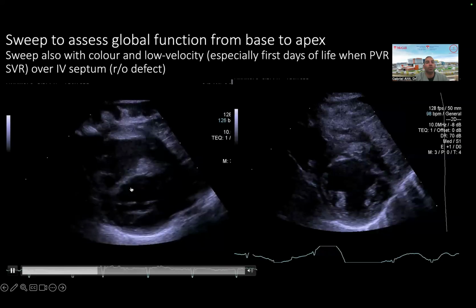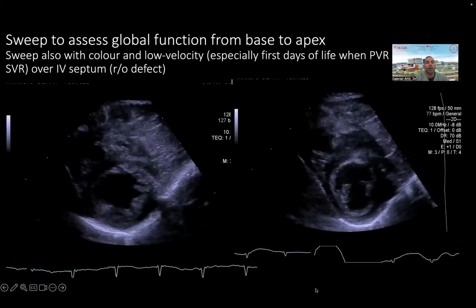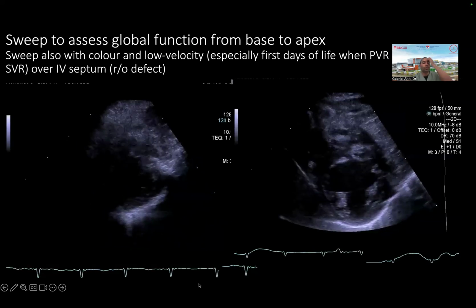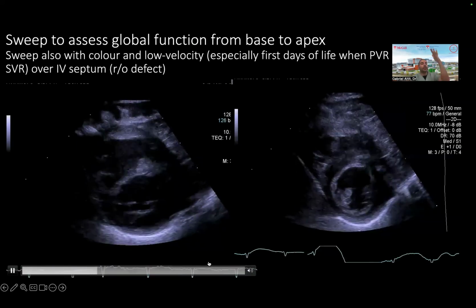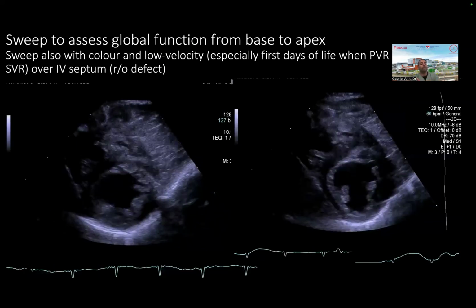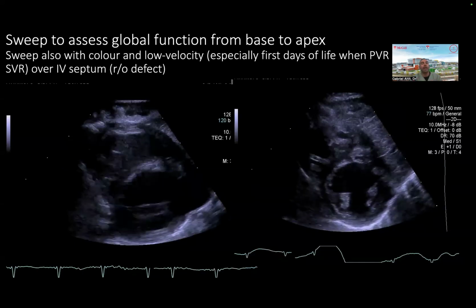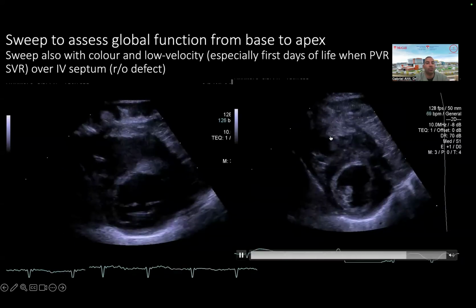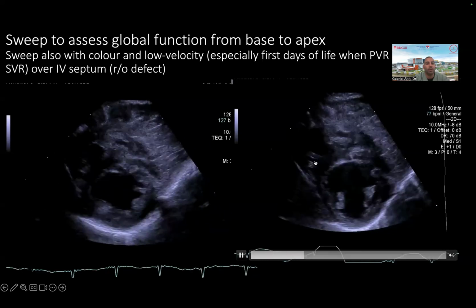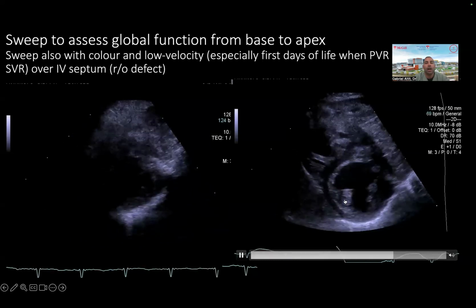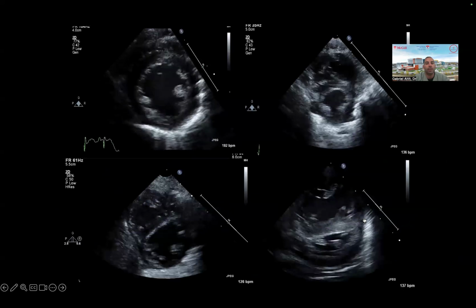Okay, so this is when we do a full sweep. I like to do sweeps also because it helps me understand the segmental contraction of the left ventricle and look at the entire LV. It helps me also look at the relationship between my RV and LV. We see the moderator band here. We see the papillary muscle, we see the anatomical relationship.